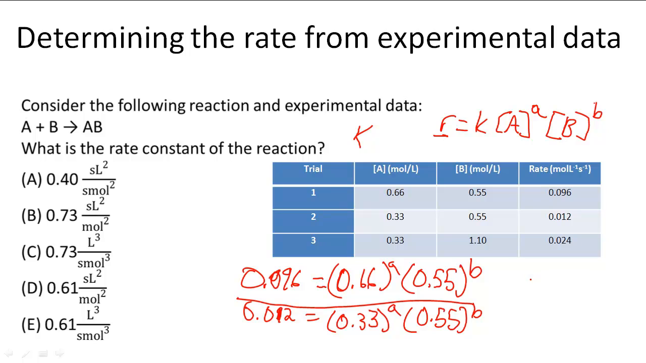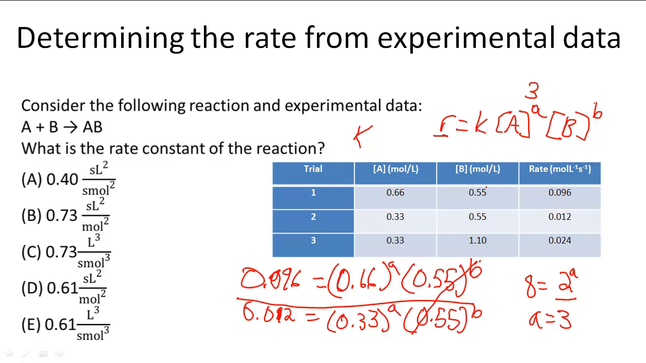On the left side we get 8, and it equals 2 to the A power. Why is it 2 to the A power? The B terms cancel out because they are the same in both. And when you divide, you get 2 because the concentration of A is double here. Then when you divide 0.96 by 0.12, you get 8. So when we solve for A, we get that A equals 3.